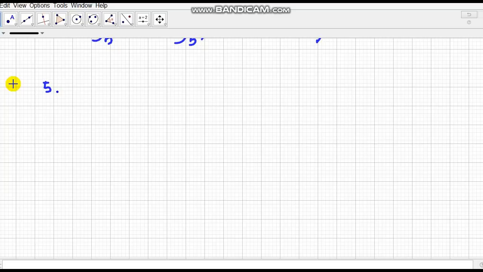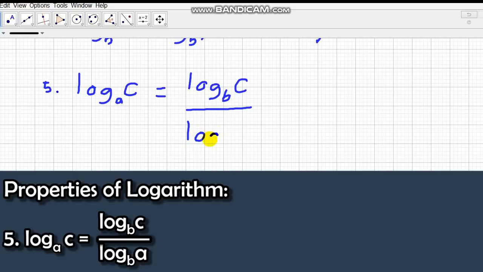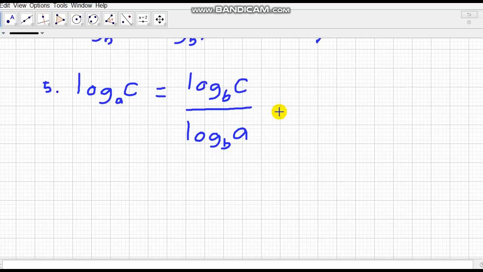Next, on number 5, the logarithm of c to the base a, where c and a are any numbers as long as a is greater than 0 and a is not equal to 1, is equal to the logarithm of c to the base b over the logarithm of a to the base b. This is what we call the change of base formula, and this will be very handy later on when we deal with laws of logarithm.